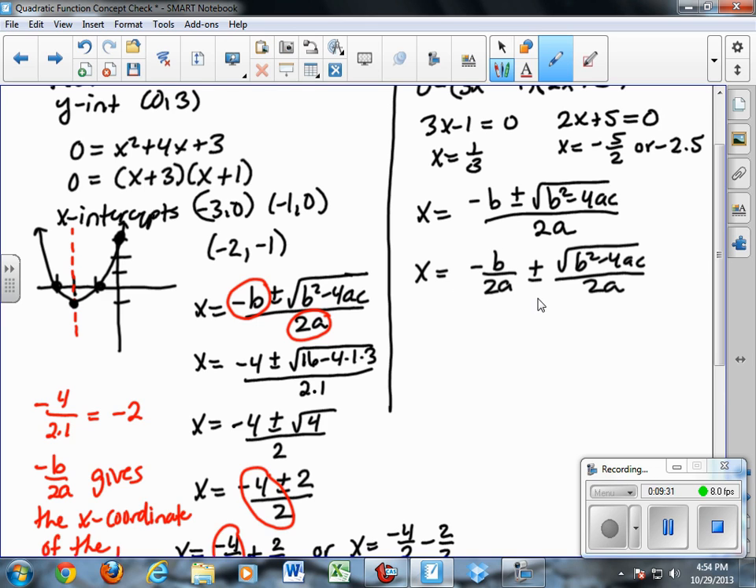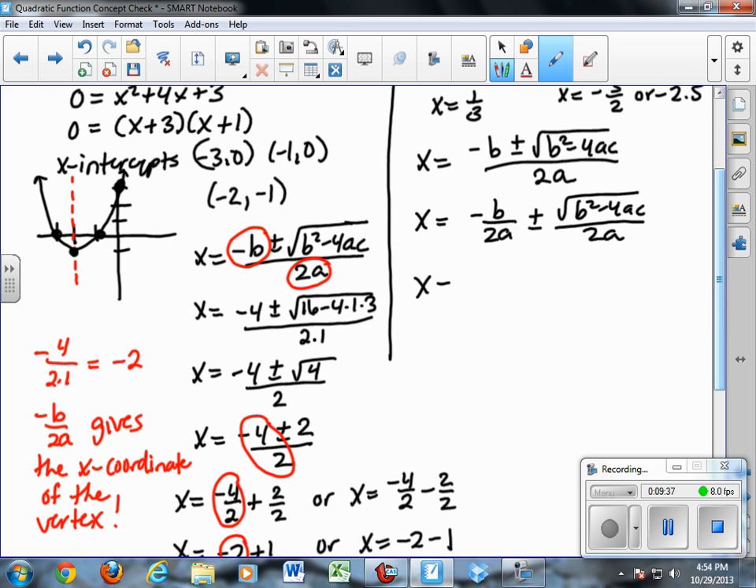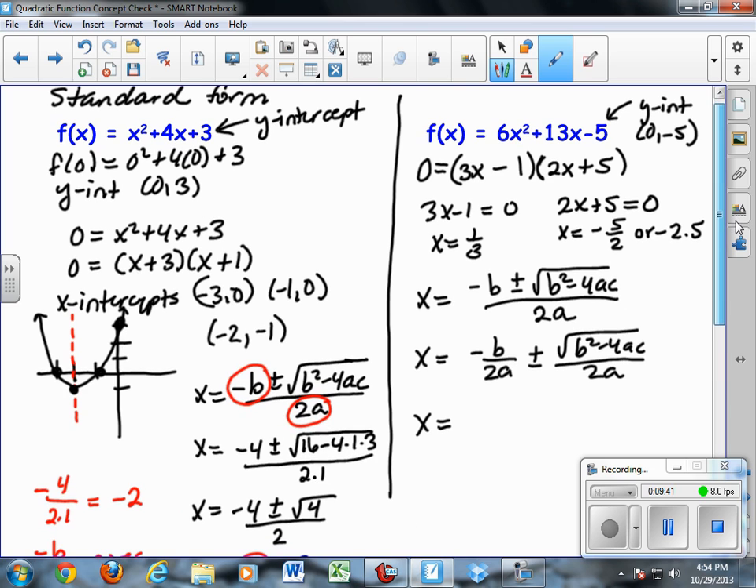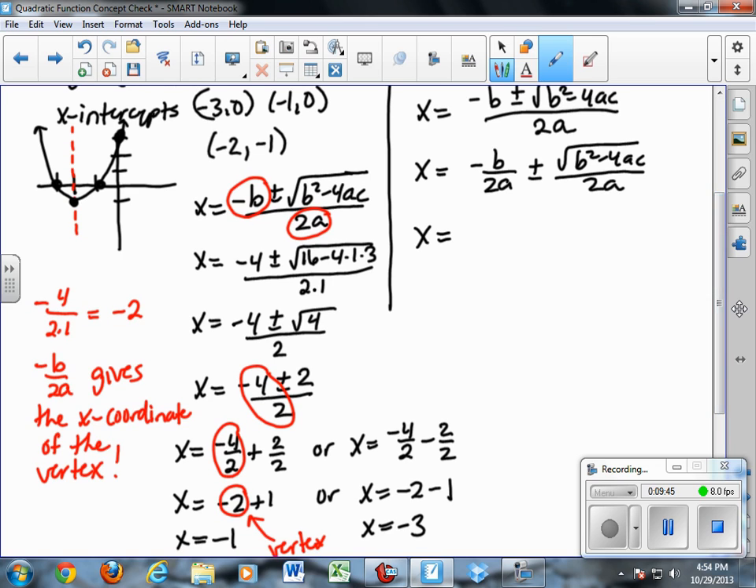If I plug in some values for this particular function, my a is 6, my b is 13, and my c is negative 5. So this is negative 13 over 2 times 6 plus or minus the square root of 13 squared, which is 169, minus 4 times 6 times negative 5, all over 2 times 6.